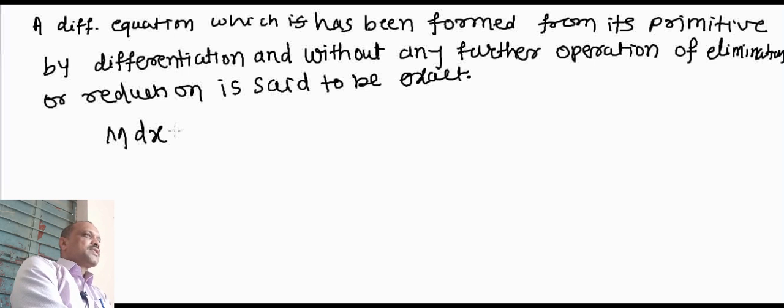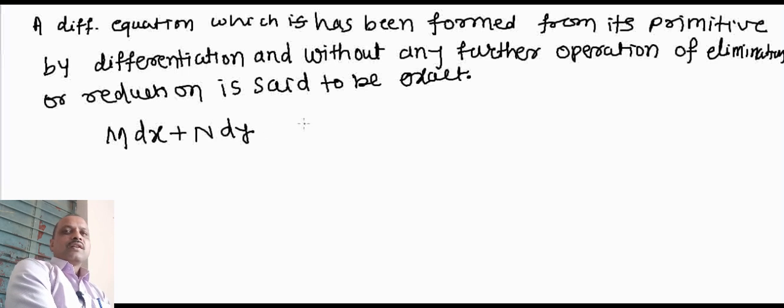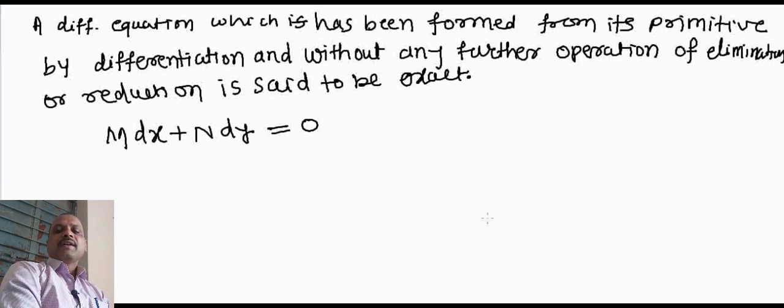So we consider the exact differential equation in this form: M dx plus N dy equal to 0. For this equation to be exact, it must be formed from its primitive by direct differentiation without any operation of elimination or reduction. Suppose it is obtained from a function u by direct differentiation.